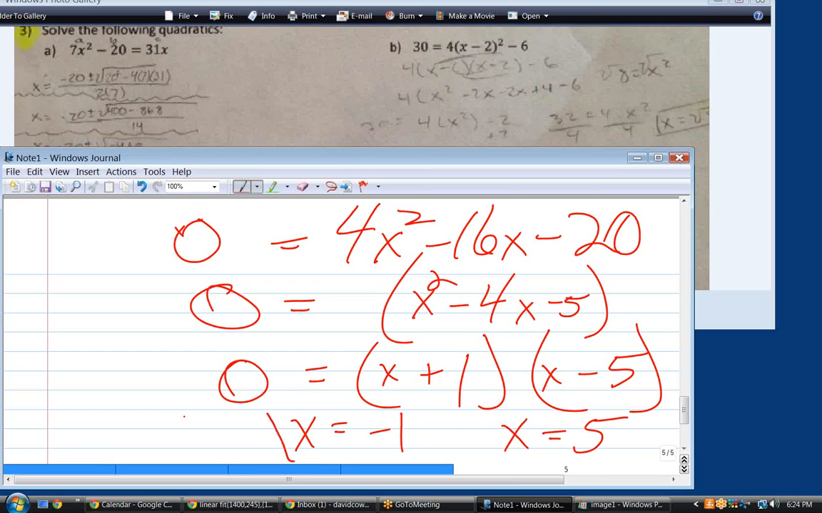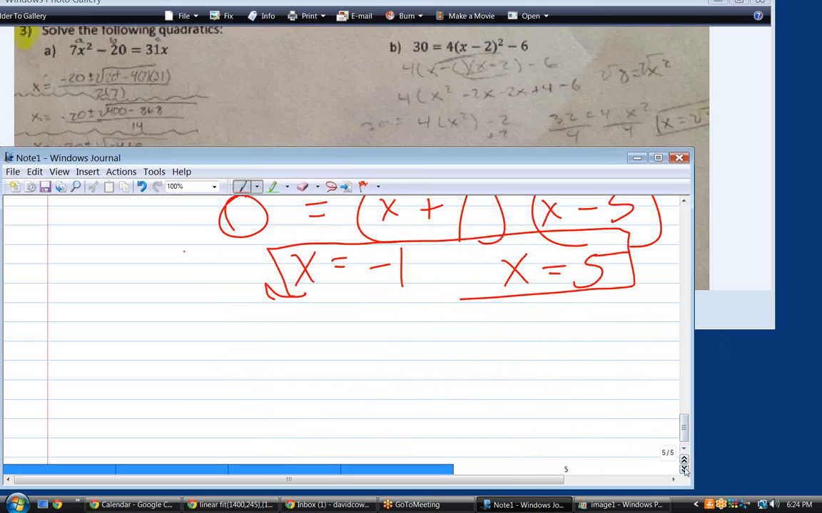Okay. So there's the hard way to get it, which is to expand everything, get it into a quadratic, factor the quadratic, and get your answer. Let me show you an easier way to do this problem.